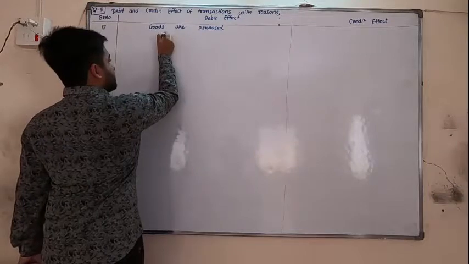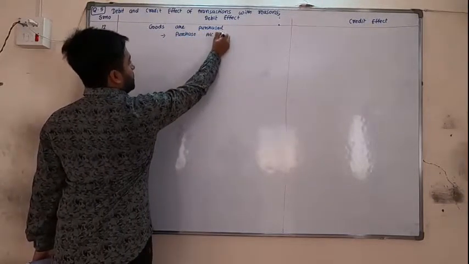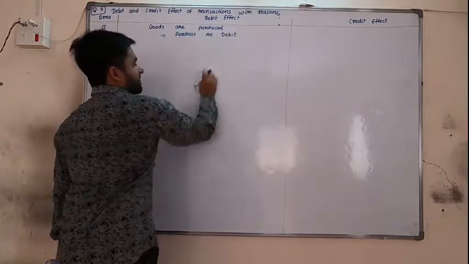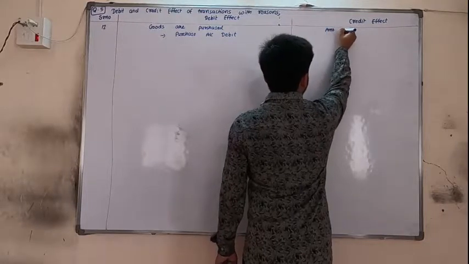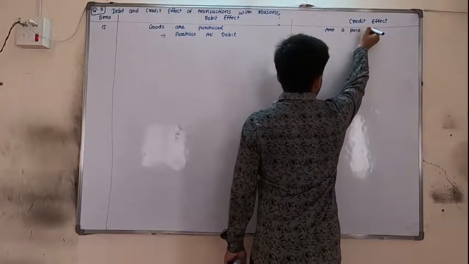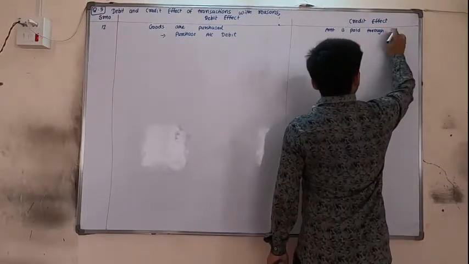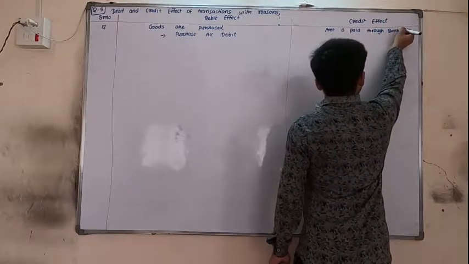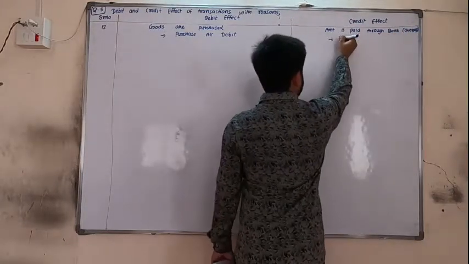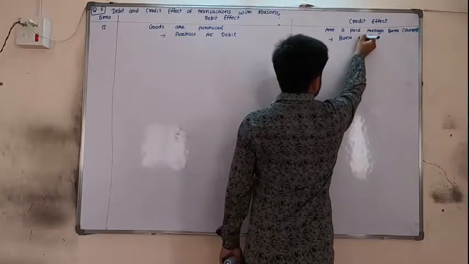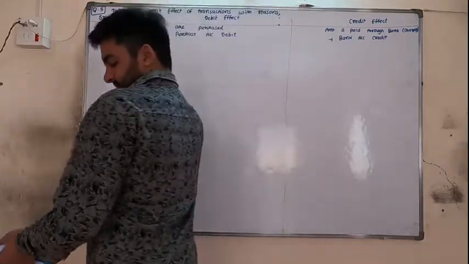Goods are purchased, so purchase account debit. Amount is paid through bank. In bracket you can write check. Bank account debit.